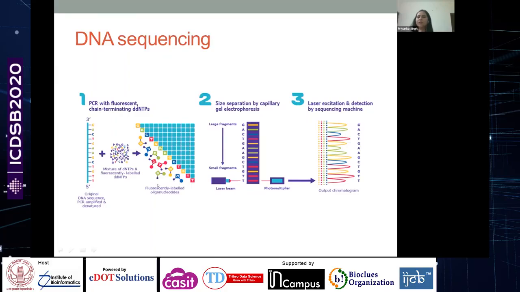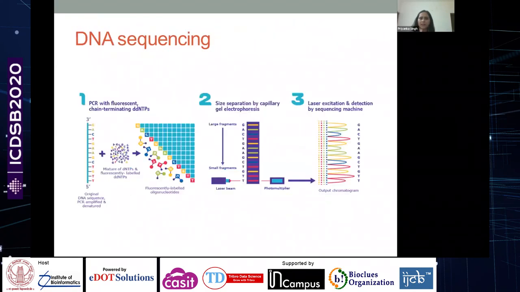Different ddNTPs are labeled with different fluorescent tags, so that in an automated system, you can read those fluorescent signals. You synthesize this DNA with the help of this mixture, and you run it onto capillary gel electrophoresis. It's an automated system nowadays. You have a laser beam, which will excite that fluorescent molecule, and you will read the fluorescence. And with the help of a photomultiplier tube, you'll get certain graphs like this, which will tell you the sequence of that particular DNA. So you can see which nucleotide got added, and then you can basically read the sequence of the DNA.